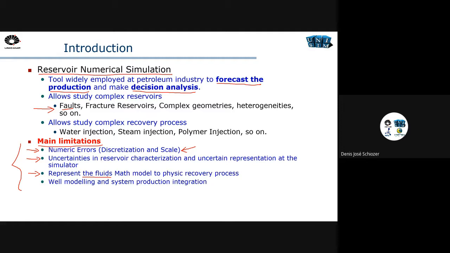But even if you use a compositional model with 6 components, 7, 10 components, it's still a simplification of the fluid. So the fluid is very complex, and the physical recovery process is very complex, and we try to simplify that in order to speed up the process, okay? And the last one that I'm going to mention, these are not the only 4 limitations, but these are the main limitations we have in our problems, okay?